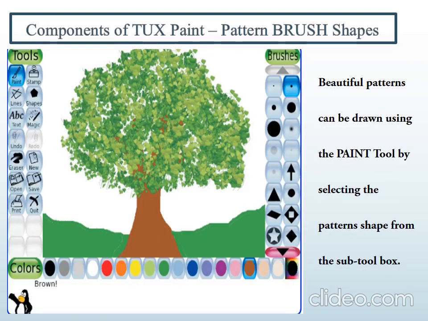Now, pattern brush. As we have seen in the paint tool, there are different types of beautiful patterns, like I told you, a triangle, star, rectangle, arrows and so on. The beautiful patterns can be drawn using the paint tool by selecting the pattern shape from the sub toolbox. Using this, we have drawn a tree and the effect of leaves. And there are many, like a triangle or a rhombus. However you want these kinds of effects, using different brushes in this brush shape, you can select it and give an effect to your drawing.